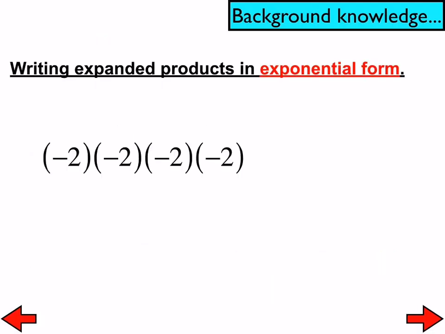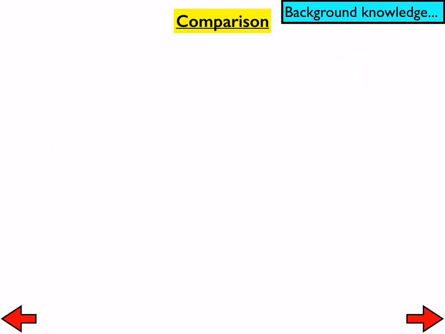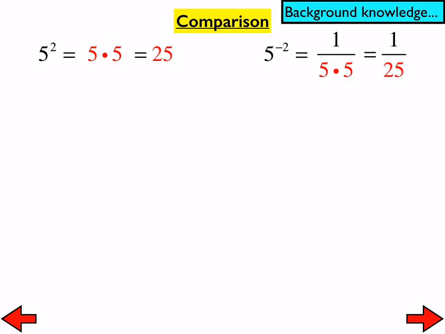Okay, then exponential form, you're counting how many of the entire base there are. So this is a negative 2 in parentheses, so your answer should still have parentheses to the 4th power. Then we talked about reciprocals. 5 squared, reciprocal would be 1 over 5 squared. So 25 and 1 over 25.